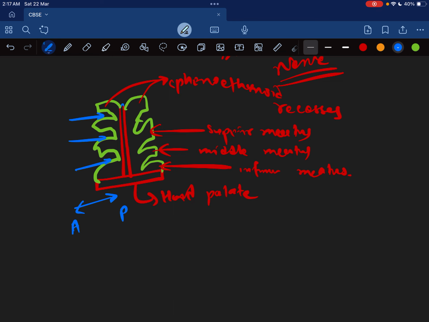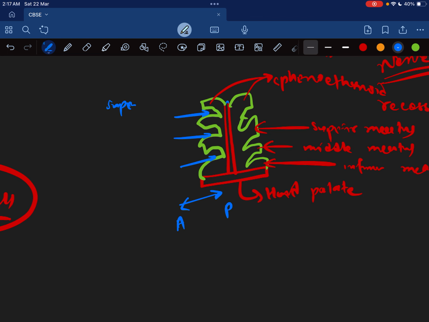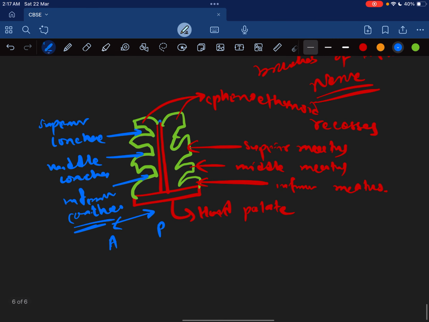These are called conchae. This is called the superior concha. This is called the middle concha. This is called the inferior concha. This is regarding the meatus and conchae.